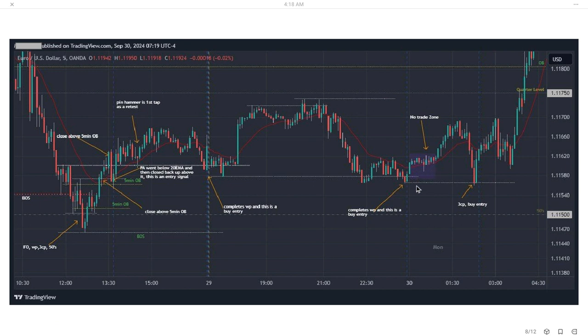This area here, the purple area, is a no trade zone. It is the middle hour of the gap time between two trading sessions. The London session and the New York session, or the Asian session and the London session, there's always 3 hours between these two sessions. And the middle hour of that 3 hour gap is a no trade zone.